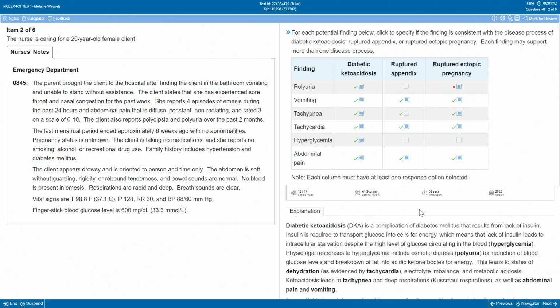But that wraps up for today. Whether you're taking the current NCLEX or the next generation NCLEX coming on April 1st, 2023, practicing NGN questions will help you prepare for the exam and bedside practice.